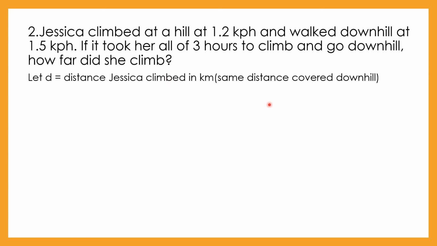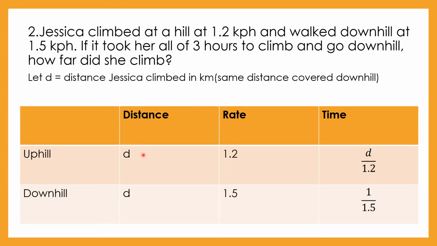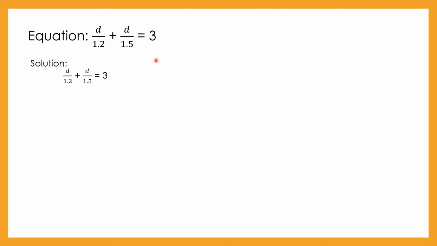So ito po yung ating table, yung downhill at saka uphill. In D, rate niya sa uphill is 1.2, downhill is 1.5. Time travel niya is D over 1.2, and sa downhill D over 1.5. So using the equation, D over 1.2 plus D over 1.5 is equals to 3. So our solution, okay, so yan yung formula natin.